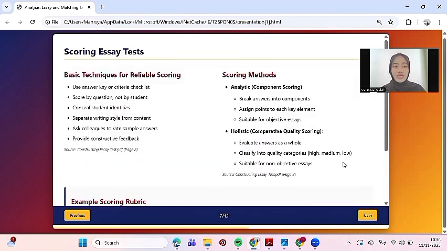The next is scoring essay tests. To make scoring essay tests reliable, teachers should use clear criteria or an answer key and score each question separately. It's also good to hide student names and ask another teacher to review sample answers. There are two main scoring methods: analytic, which gives points for each part, and holistic, which scores the overall quality. Using these methods helps keep grading consistent and fair.